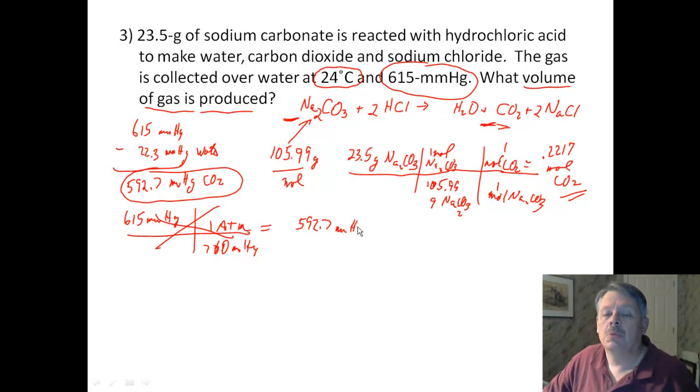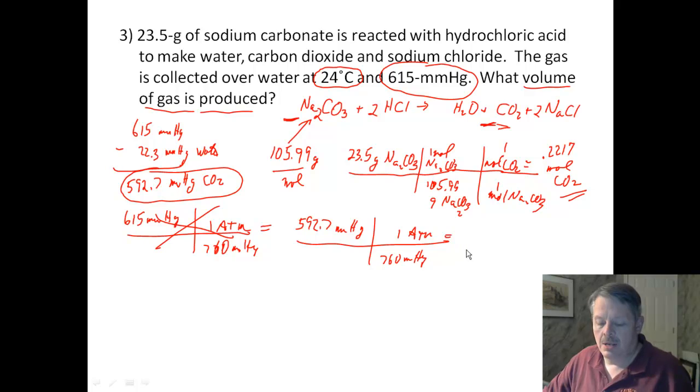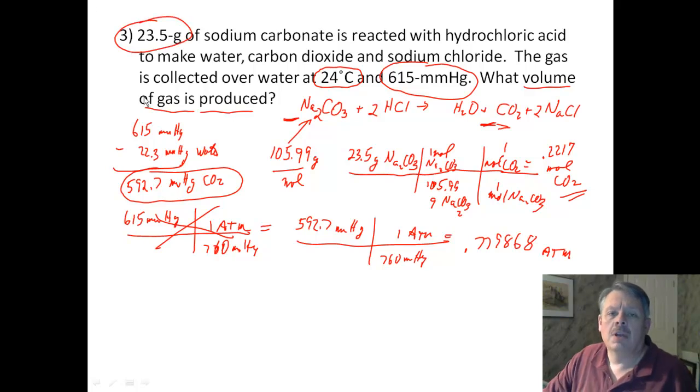592.7 millimeters of mercury. And I convert that, using 760 millimeters of mercury, into atm. And that number is going to be 0.779868. If you've watched any of these, you'll know that I use a lot more significant figures here than I'm allowed, just to make sure I don't get rounding error over and over and over again. I'm only going to have 3 sig figs in my answer, but I might as well carry some along the way.